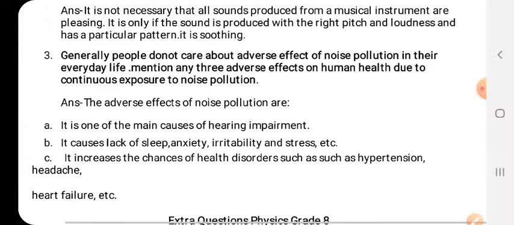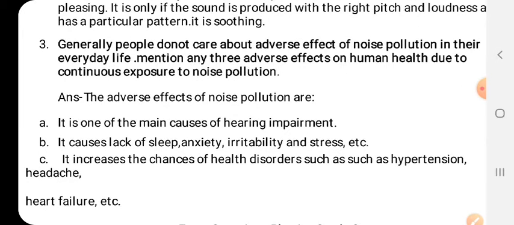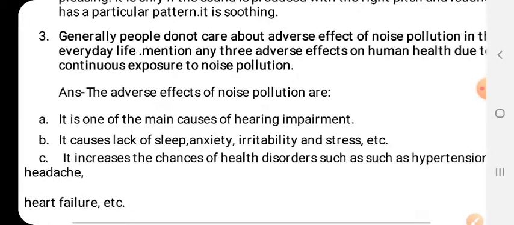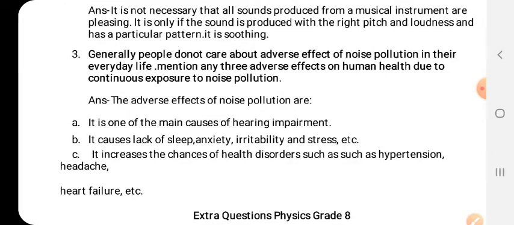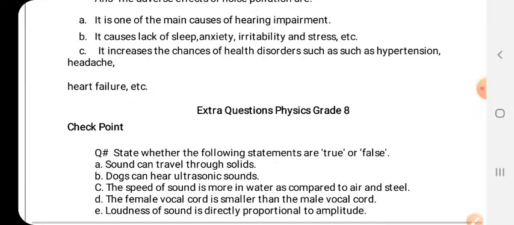Next is, generally people do not take care about the adverse effects of noise pollution in their daily life. Mention only 3 effects of noise pollution. One is that we can have a hearing impairment, इससे सुनाई देना बंद कर सकता है. Also lack of sleep, anxiety, irritability, stress, चिड़चिड़ापन आ जाता है, that is due to the noise pollution. So also we should not use earphones too much while listening to music.